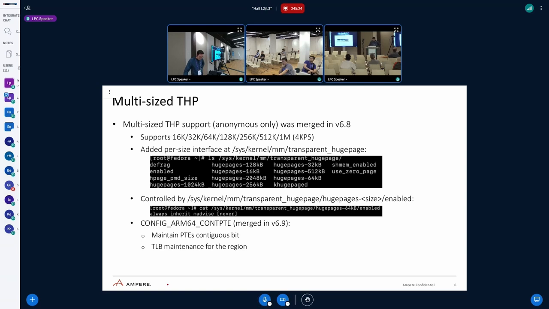The interface gives us control for every intermediate size. For example, in the sysfs there is a control, similar to the existing one, with basically three modes: always, madvise and never. Always means always allocate the proper size, madvise means software decides through the madvise layer, and never means no.